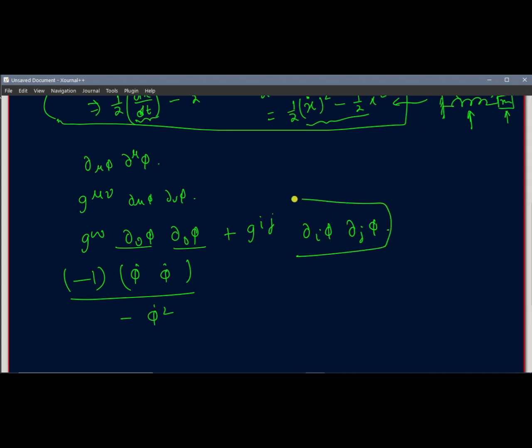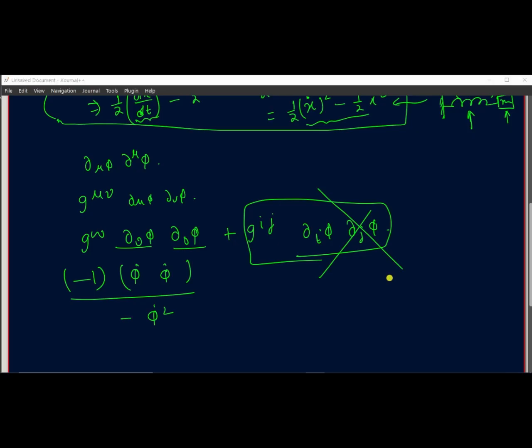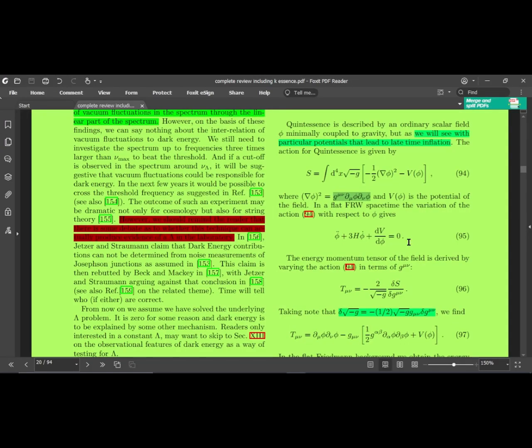Now we have already seen that this phi is isotropic and homogeneous. Because of this, no spatial derivative exists, so this whole term will vanish. That is the simple fundamental rule applying here, so that's why our job is pretty much simplified.